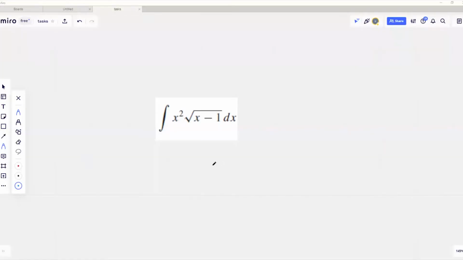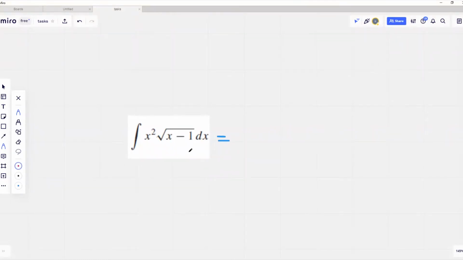In our previous example, we were able to recognize the composition of functions f of g of x right away, and our substitution was obvious. If that's not the case, the method may still apply, but you'll have to do a bit more work. In this case, looking at this integral here, the first thing that might come to our mind is that we need to try to replace x minus 1 with u. So let's try that. Let's call x minus 1 as u. Then du is equal to dx.